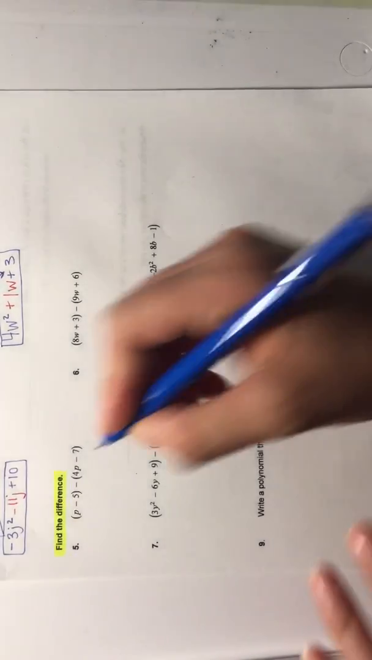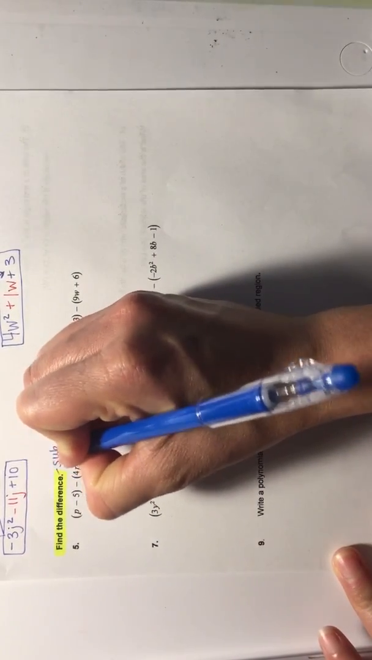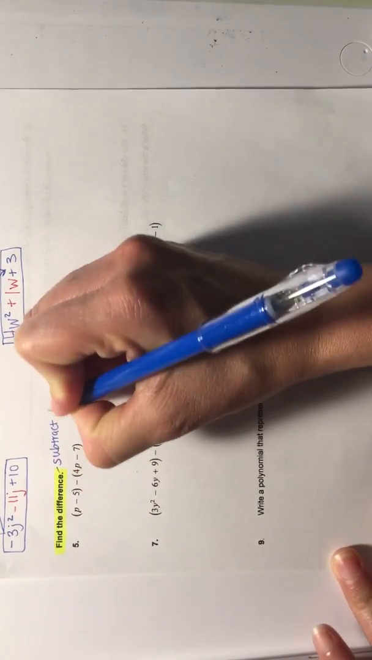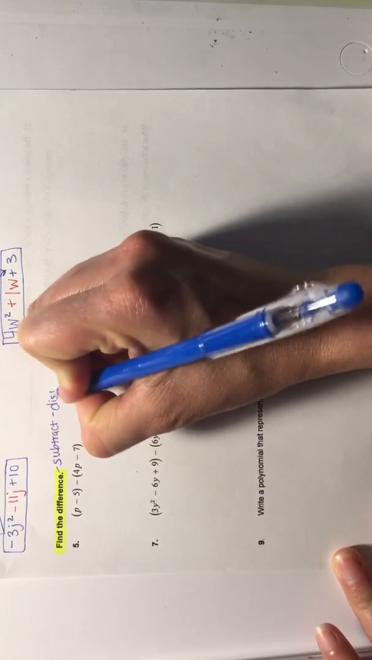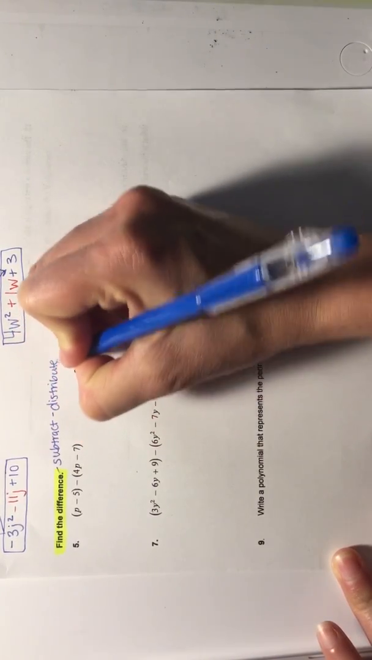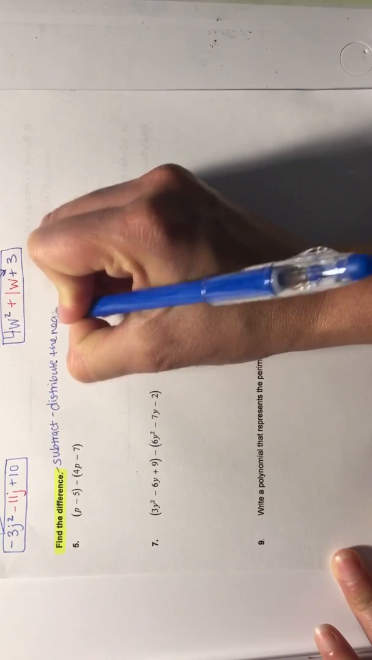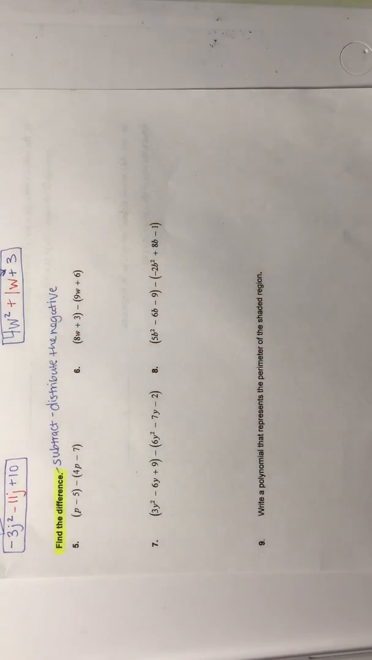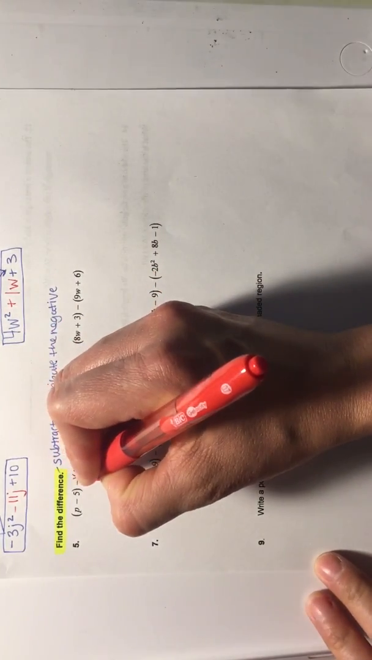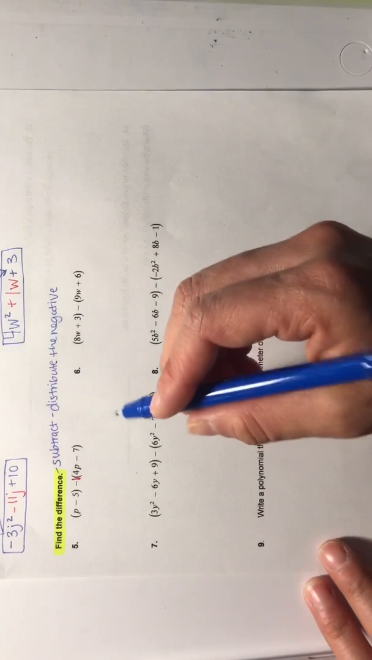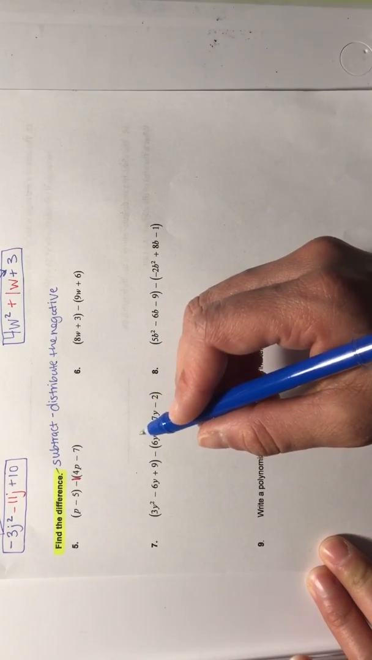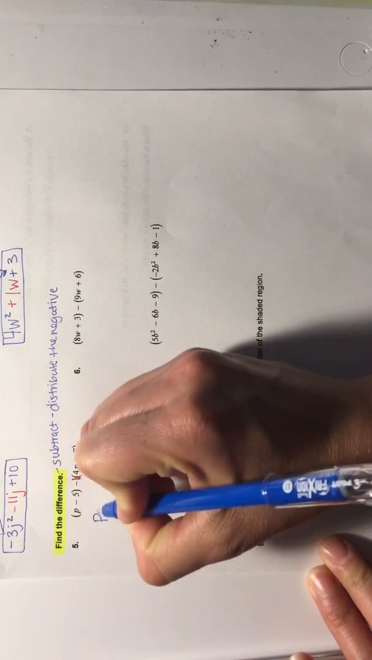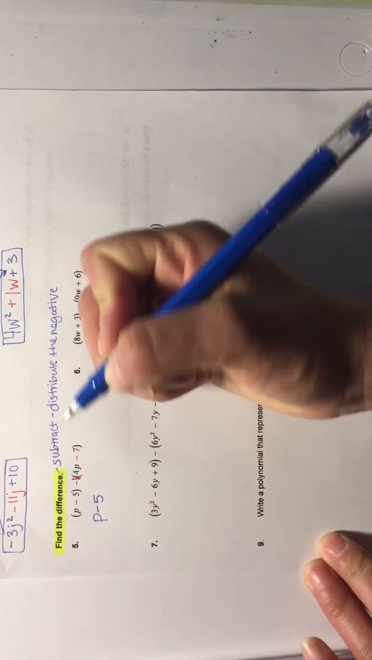All right, now we're going to find the difference. When you're finding the difference, you're going to subtract, but you have to remember to distribute the negative first. When you distribute the negative, it just changes the signs. So here you have a negative 1 in front. You're going to leave the first part the same. P minus 5.